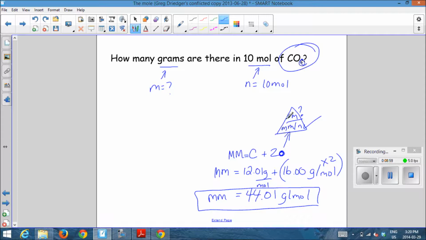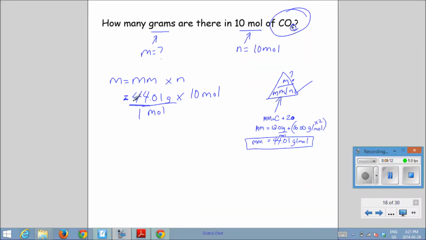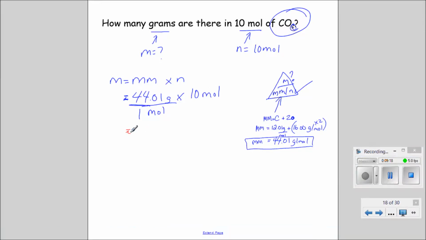Now to find M, we have to take our molar mass times our moles. We set it up just like we did previously and multiply it together. So 44 grams per mole is my molar mass, and I have 10 moles. Therefore, if 1 mole weighs 44 grams, 10 moles is going to weigh 440.1 grams. Moles cancels out. There we go. It makes sense.